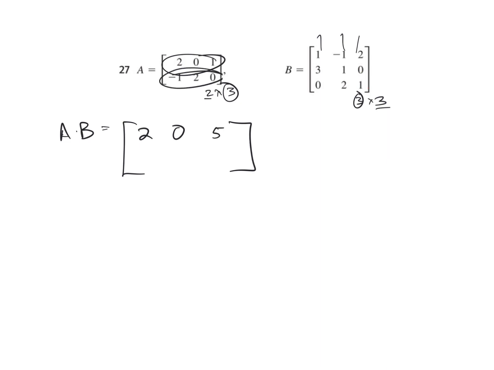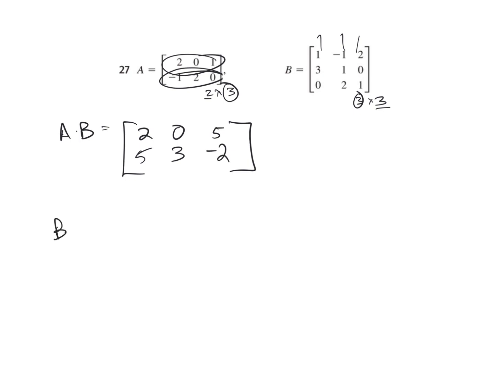Now we do the next row. So take this times this column. So we get negative 1 plus 6 plus 0 is 5. Negative 1 times negative 1 is 1 plus 2 plus 0. So 1 plus 2 is 3. And then this row times this column. Negative 1 times 2 is negative 2 plus 0 plus 0. Negative 2. So that would be your answer for A times B.